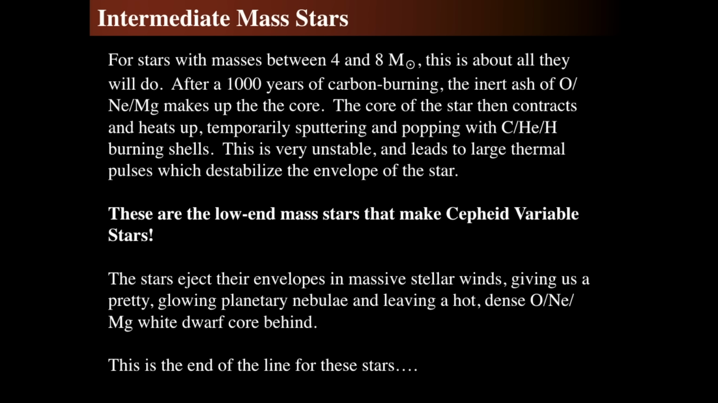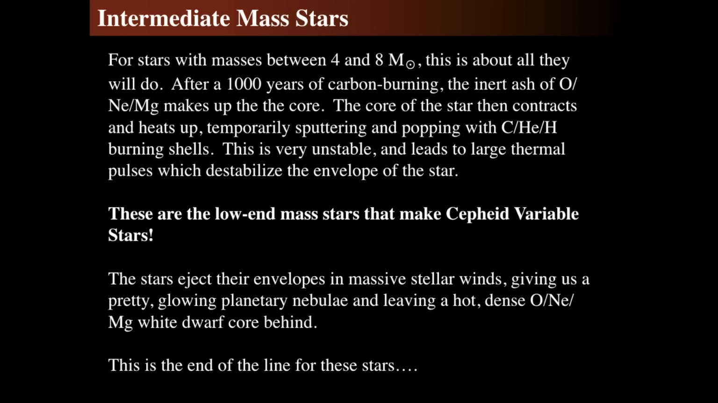So a carbon, oxygen, neon, magnesium core is about what stars between about 4 and 8 solar masses will ever do. That core of oxygen, neon, and magnesium contracts and contracts and contracts, and that contraction releases even more heat, which creates shell burning around it, which is incredibly unstable, and that pushes the star apart and makes it froth. Now, these are the low-end masses of stars that will end up making what we call Cepheid variable stars.